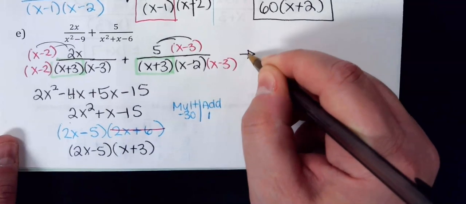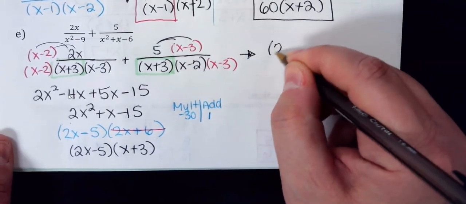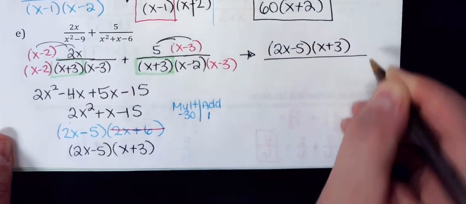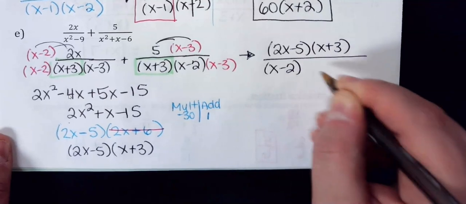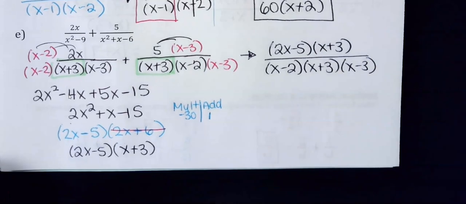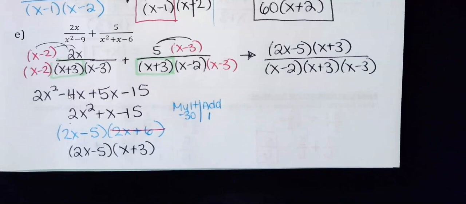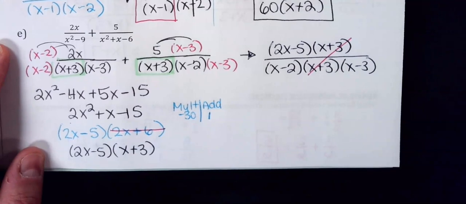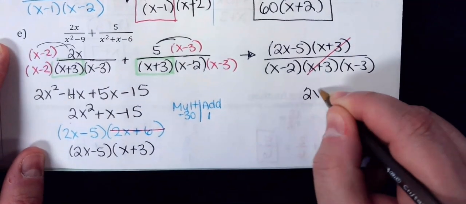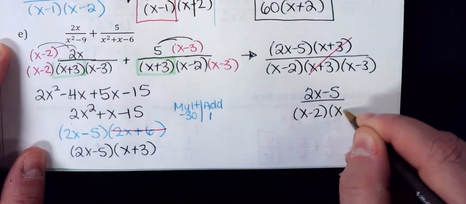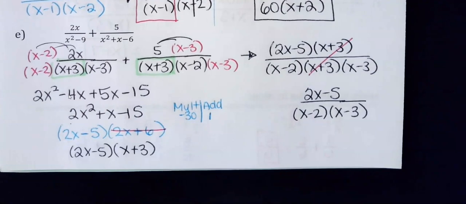So let me come back up here and I'll put that up here. So I have 2x minus 5 times x plus 3. The denominator, our common denominator in any order, was x minus 2, x plus 3, and x minus 3. And when I did factor that quadratic, one of the factors on the top does match one of the factors on the bottom, so we can just go ahead and cross these x plus 3's out. So my final answer here, you'd have 2x minus 5, and then on the bottom, don't FOIL, just leave it in factored form, x minus 2 times x minus 3.